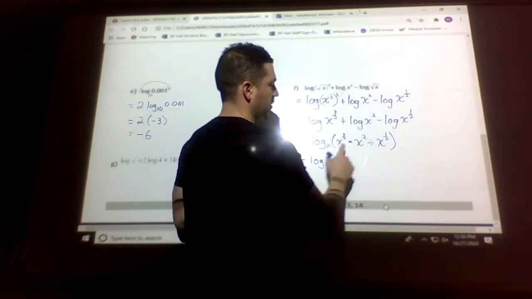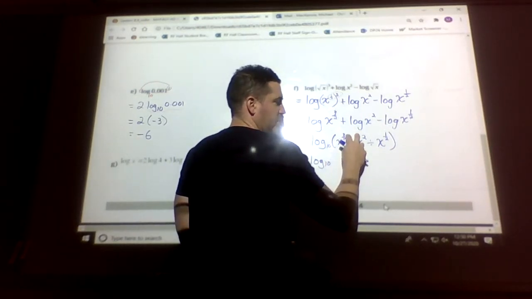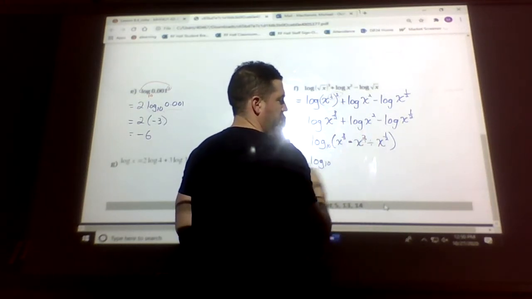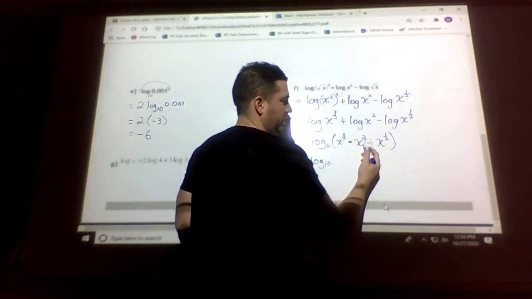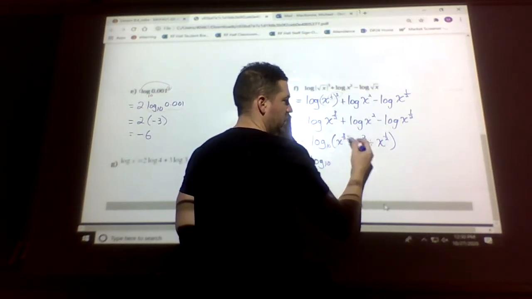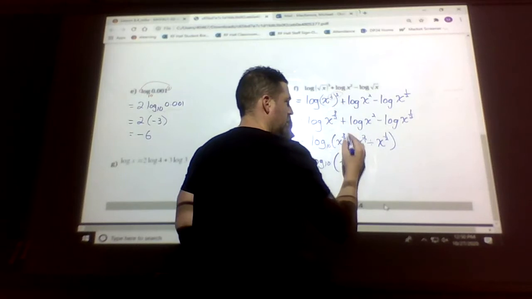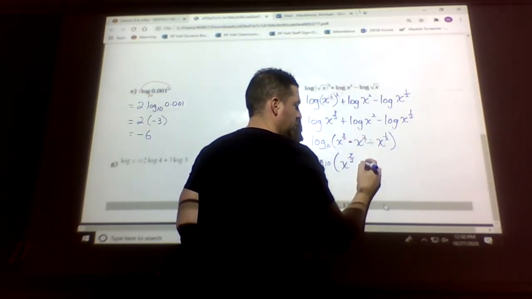Okay, so what happens here, when you're multiplying the same bases, you add the exponents. So we're going to add, so this is 2 over 1. So 3 over 2 plus 2 over 1, common denominator would be 2, so it would be 3 over 2 plus 4 over 2. So 3 over 2 plus 4 over 2 is 7 over 2.